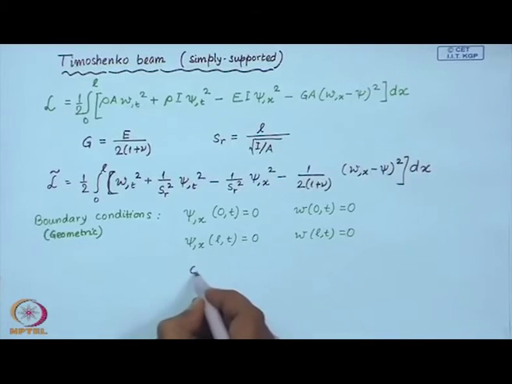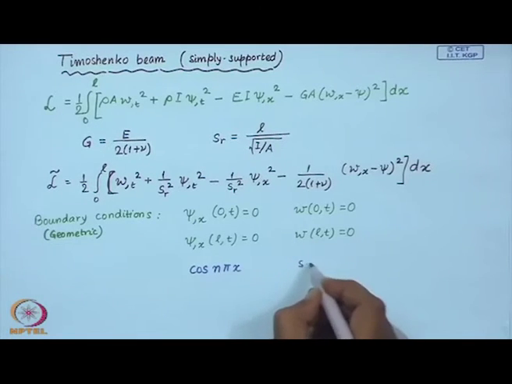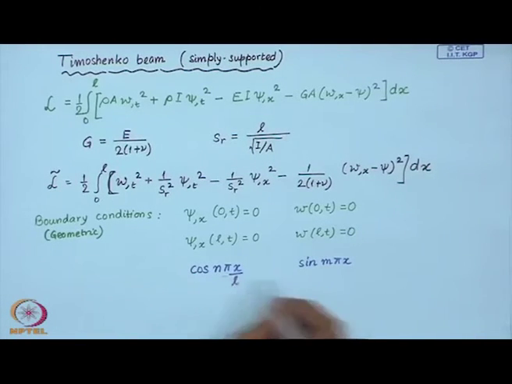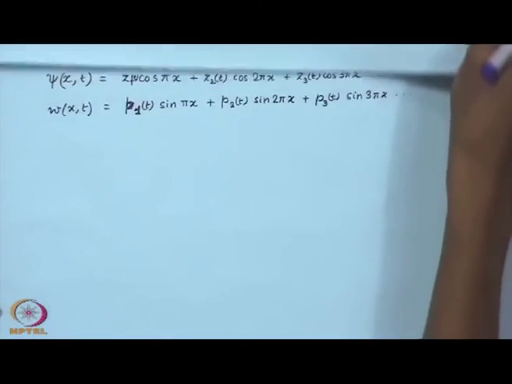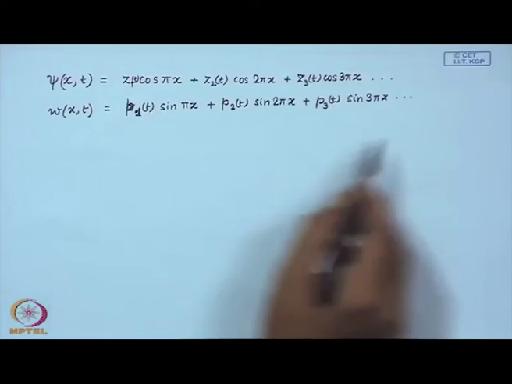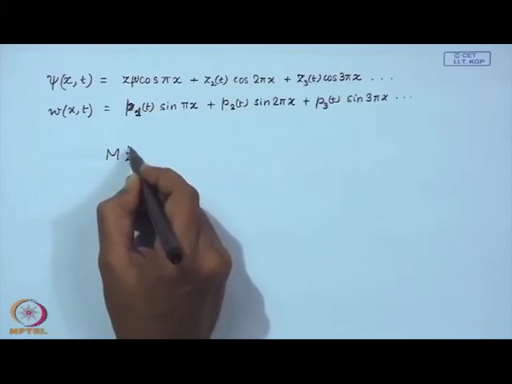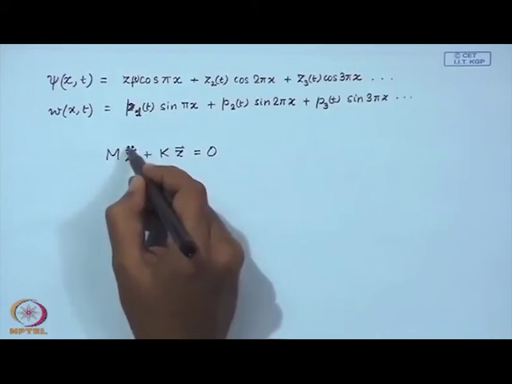So, psi for example, can be satisfied by using an expansion like this, whereas, if the length is L, one can use an expansion like this. So, using these admissible functions, we have expanded the field variables, and finally, after applying the variations etc., we will obtain the discretized equations of motion.